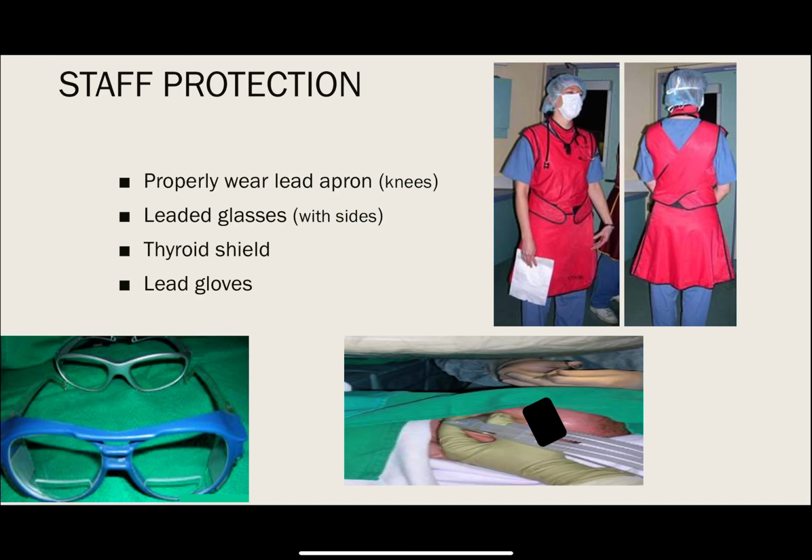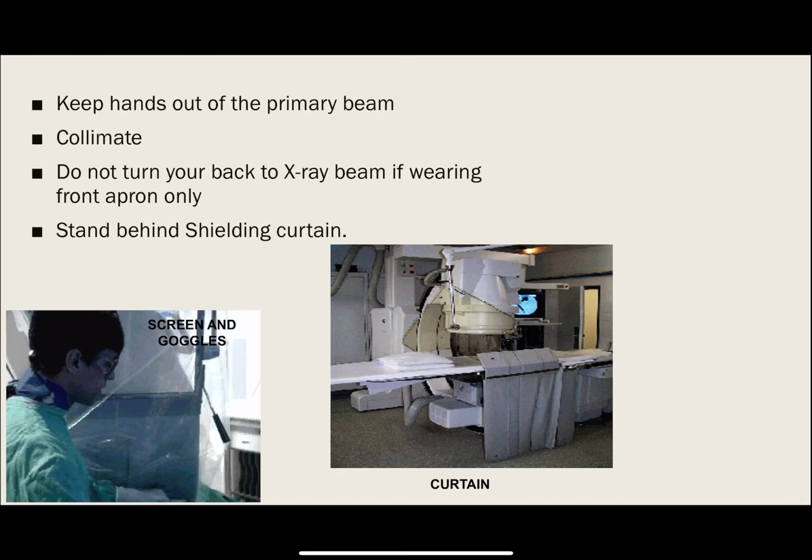And then we also have other protective apparel, which includes eye glasses, thyroid shields, hand gloves, and curtains in the fluoroscopic equipment. The minimum protective lead equivalence in these hand gloves and thyroid shields should be 0.5 millimeters, and the minimum protective lead equivalence in the lead apron should be 0.25 millimeters.